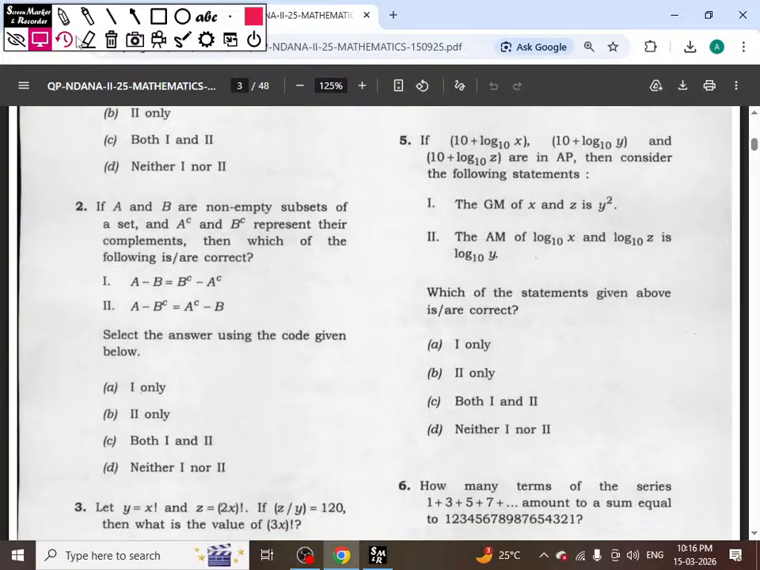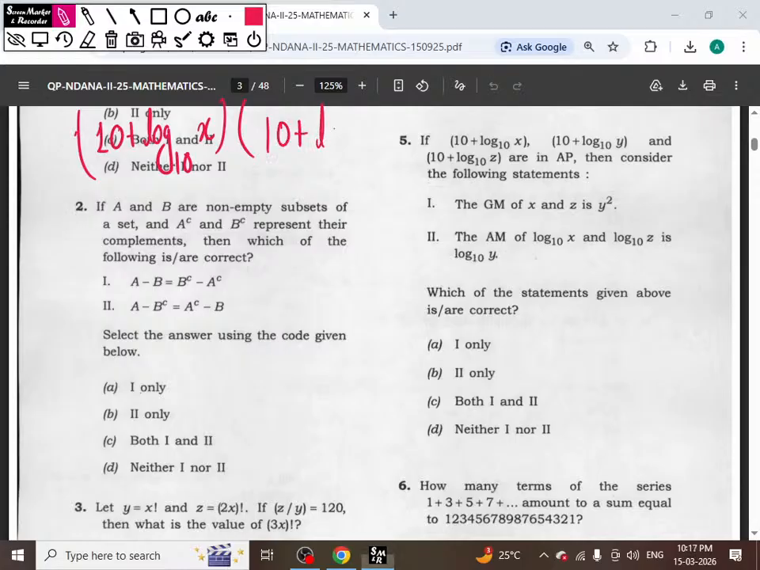Now here is a log question once again. We can write 10 plus log 10x, 10 plus log 10y, and 10 plus log 10z. So these are in AP.